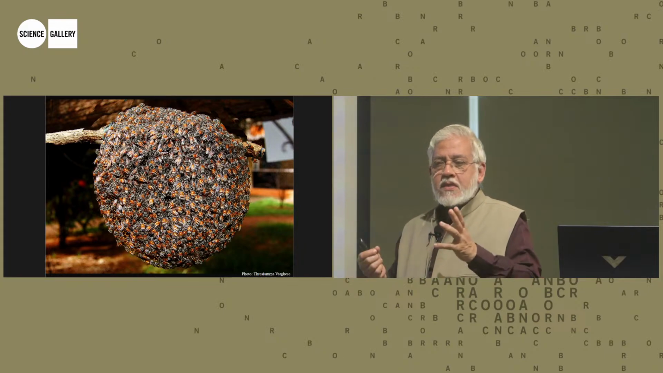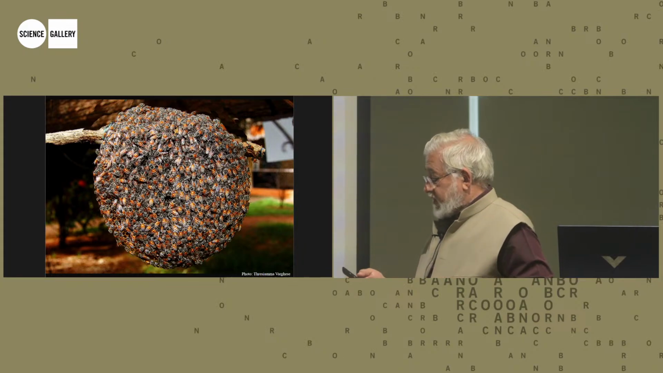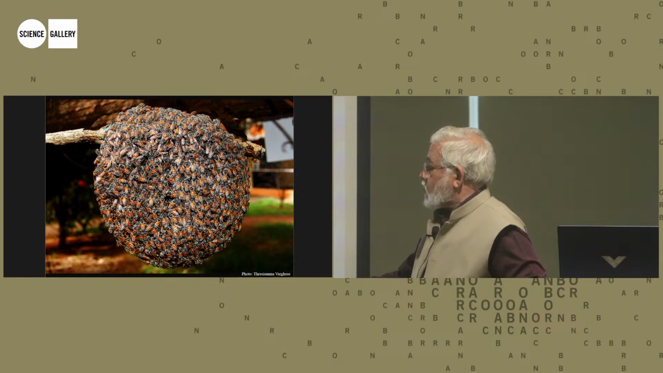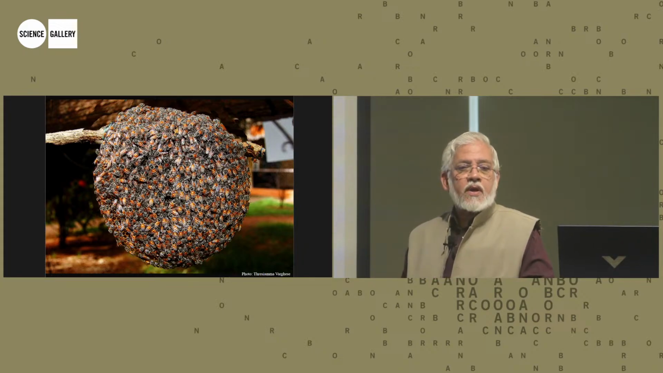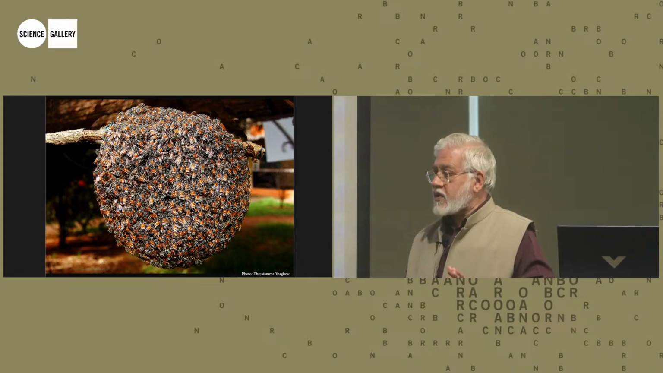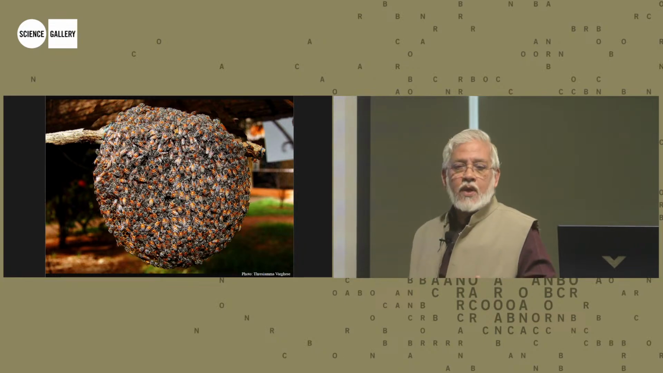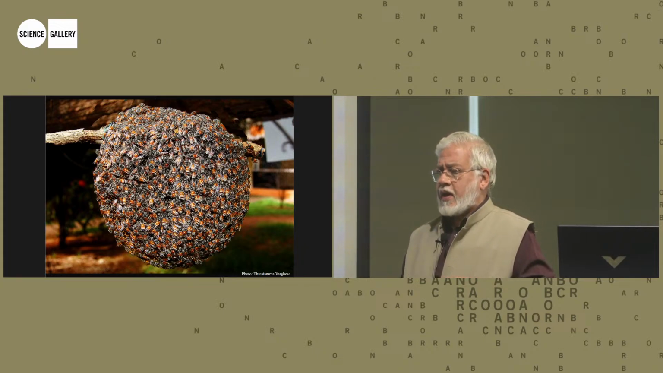So, the rest of the colony consists of these smaller so-called worker bees. These are females and they are nearly sterile. So, they do not reproduce, and there are tens of thousands of them, and they do all the work that is required to build the nest and run the colony.